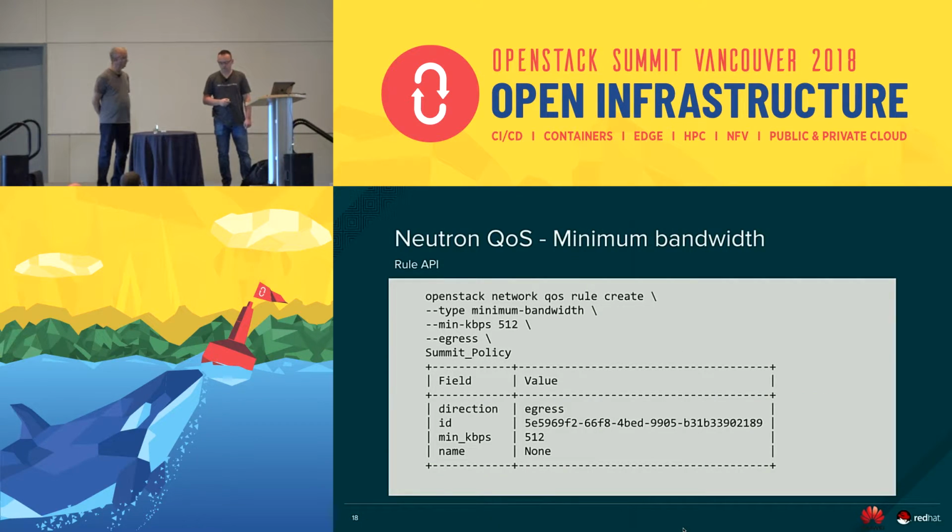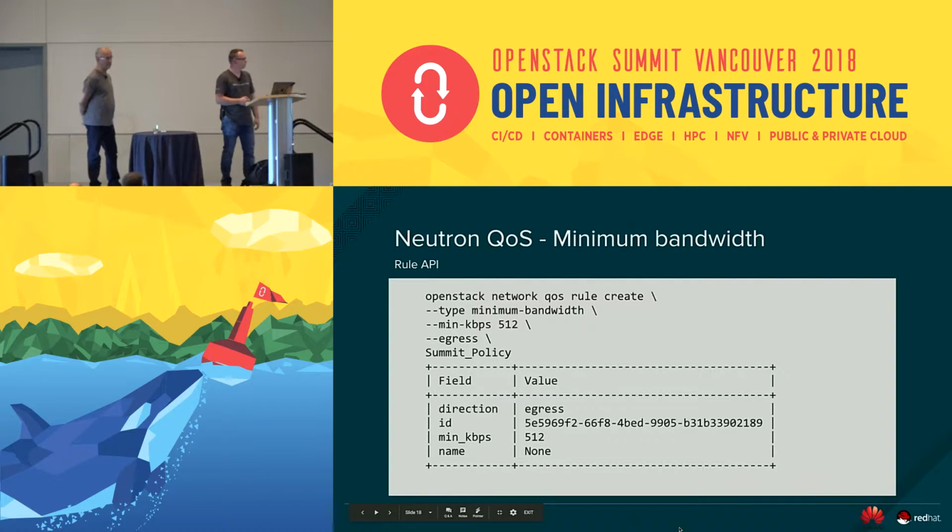Now, minimum bandwidth is the third of the rule types which we have. It can accept parameters like the minimum value of the bandwidth required and direction. For now, egress is the only supported direction. There is no possibility to set ingress. No backend supports ingress minimum bandwidth for now.